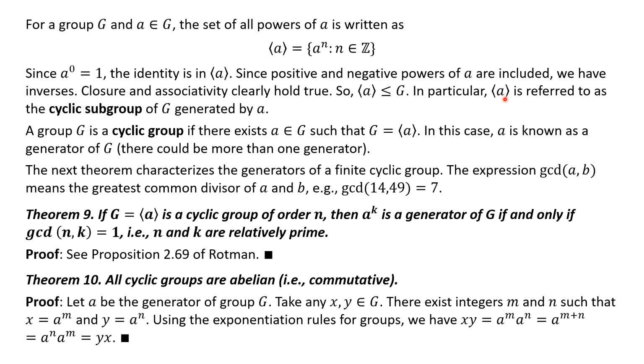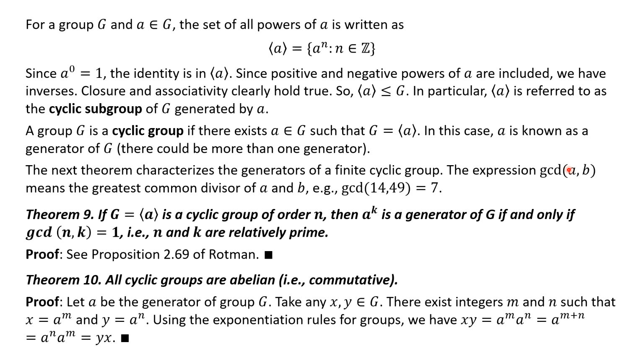In particular, the set of all powers of A is referred to as the cyclic subgroup of G generated by A. Now, it may not be all of G, but if it is all of G, as I'm writing down here, then we say that G is a cyclic group. In other words, the whole group is generated by powers of a given element. In this case, A is known as the generator of G. There could be more than one generator. And in fact, I have a theorem, which I'll get to in a second, that tells us which other elements are generators.